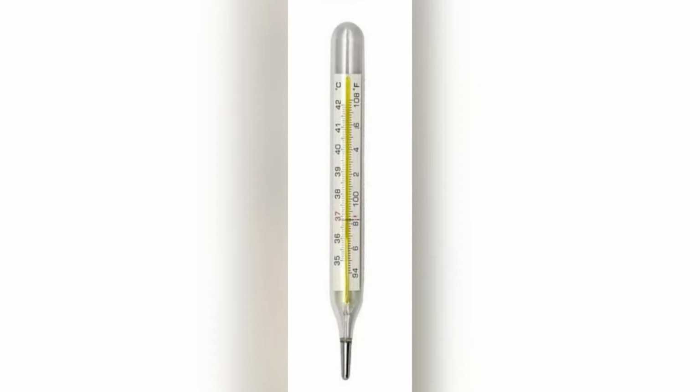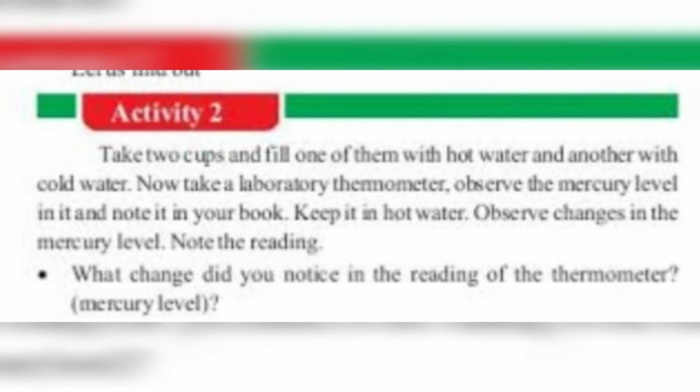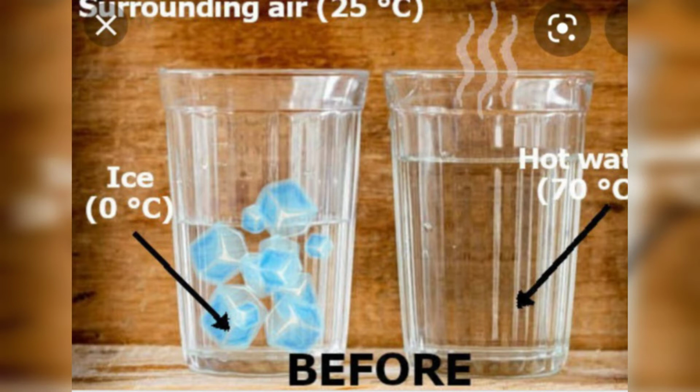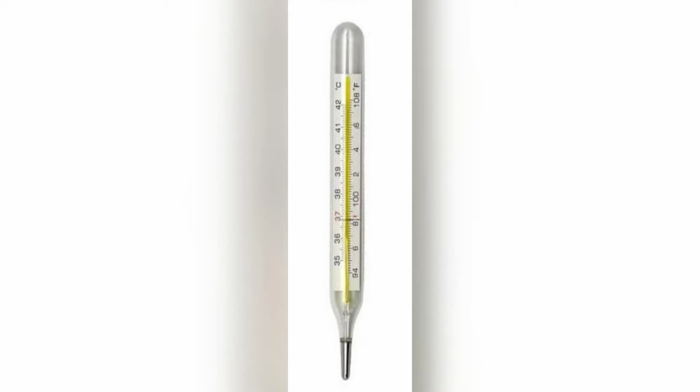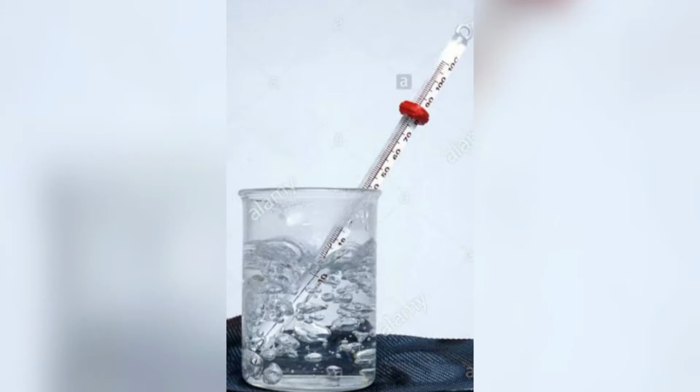In activity 2 we discuss how the thermal equilibrium phenomenon is used in the thermometer to note down the readings. For this we have to conduct an activity. First of all, you have to take 2 glasses, and in one you have to take hot water, and in another one you have to take fridge water, that is cold water. Now take a laboratory thermometer, and first you have to place it in the hot water.